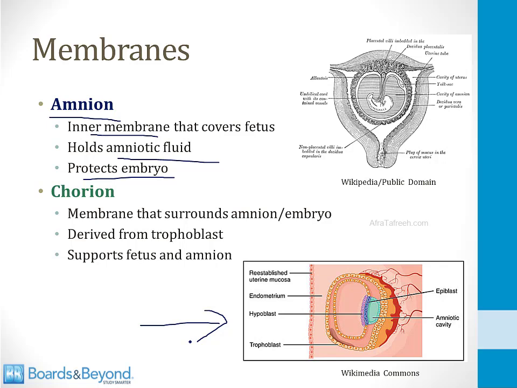This is a very early stage of development, and I talk about this stage in more detail in the video on embryogenesis, but I just want to point out to you that even in this very early stage, the amniotic cavity is already present and the amnion is beginning to form. The second membrane is called the chorion. This is the membrane that surrounds the amnion and embryo. It derives from the trophoblast to support the fetus and the amnion. And if you look once again at this picture at the bottom right, the trophoblast is this layer of cells around the outside here, and it will develop into the chorion.